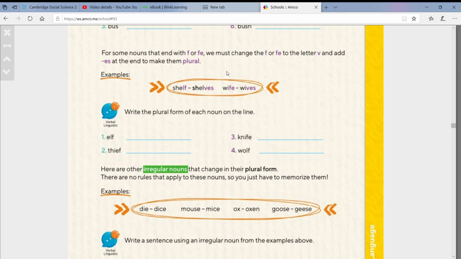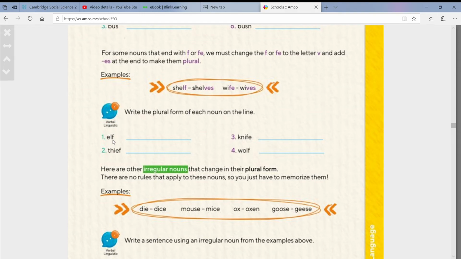Another example, wife, wife. Here we have the FE. So we need to take out the FE and we put VES. So we have one wife, two wives. Now let's practice. We're going to write the plural form of each noun on the line.